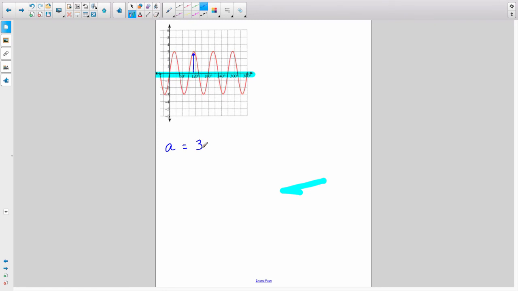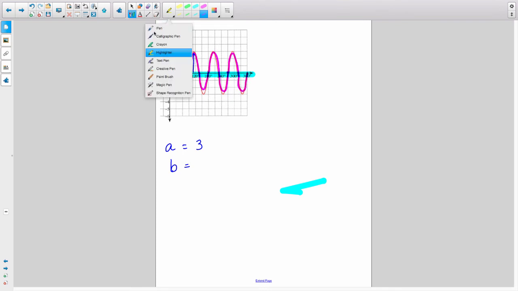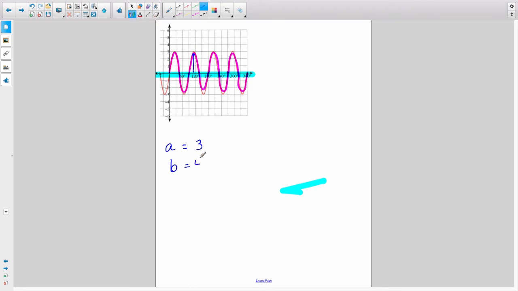My B is how many cycles occurred in 360 degrees. So let me take the highlighter again. We'll take a look at maybe light purple. Okay, here's a cycle. Ready? It's one cycle, 2 cycles, 3 cycles, 4. Okay, B is 4. Found it.